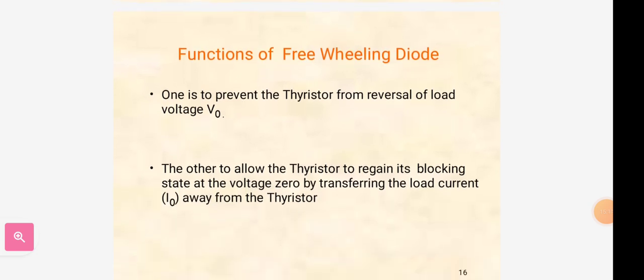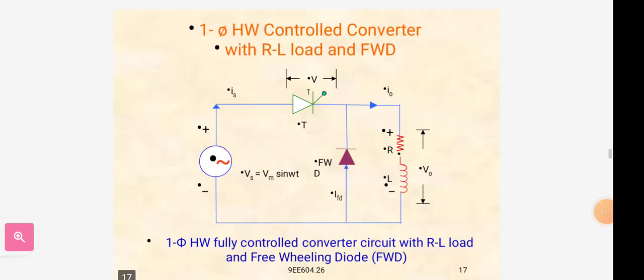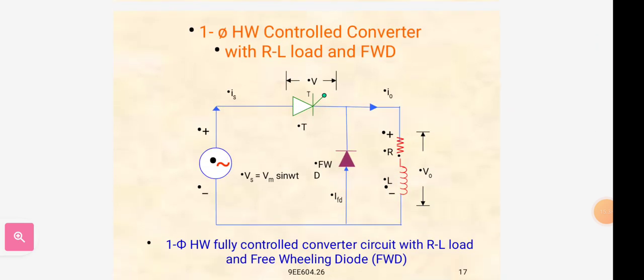So what are the functions of the freewheeling diode? One is to prevent the thyristor from reversal of load voltage V0, and the other is to allow the thyristor to regain its blocking state at voltage zero by transferring the load current I0 away from the thyristor. So by using the freewheeling diode, we have a continuous flow of current.